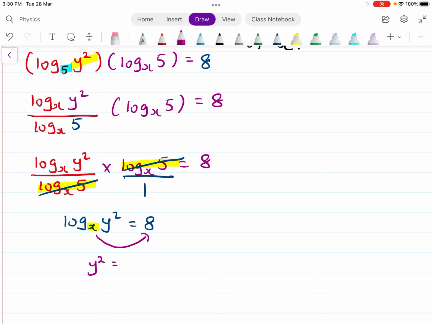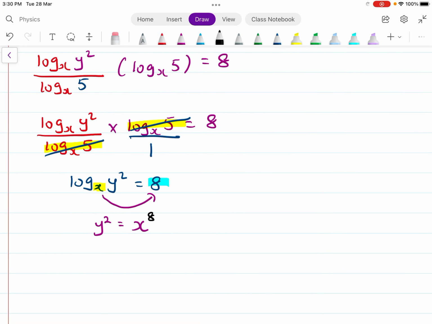What about the right hand side? When your base x moves to the right hand side, the x becomes like that. Then the 8 right here must become the power. That is what I used to do last time, but I don't know whether the teacher teaches that now. Okay, so y squared equal to x to the power of 8.